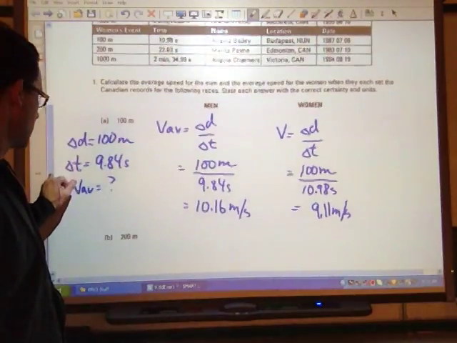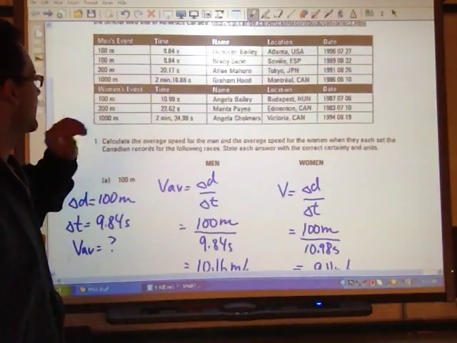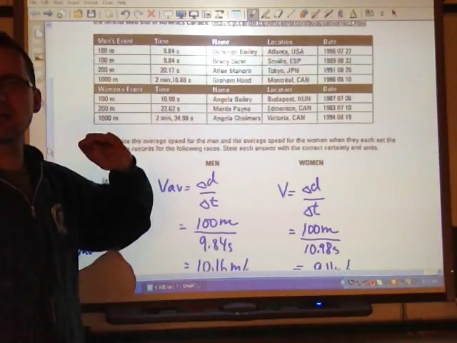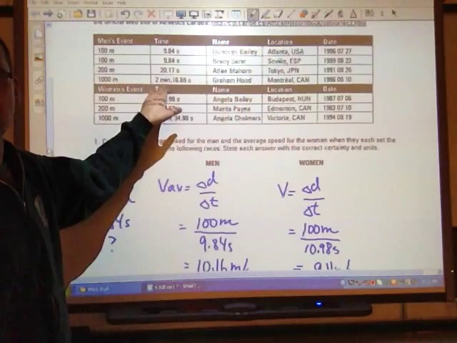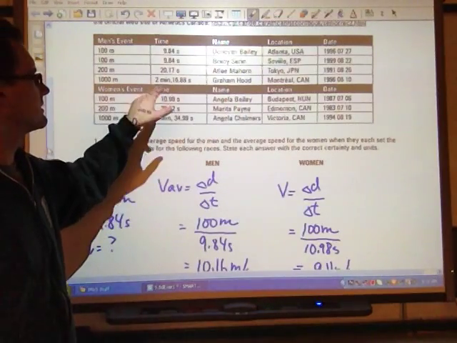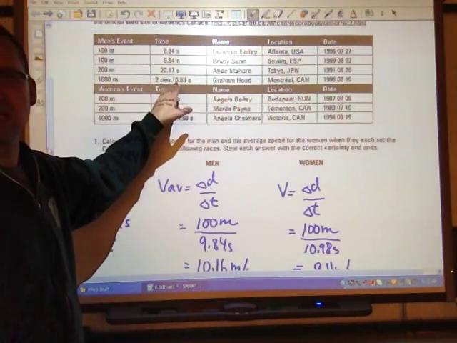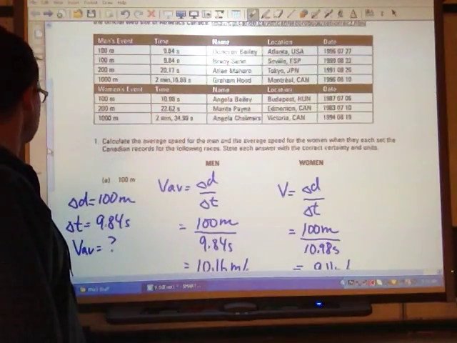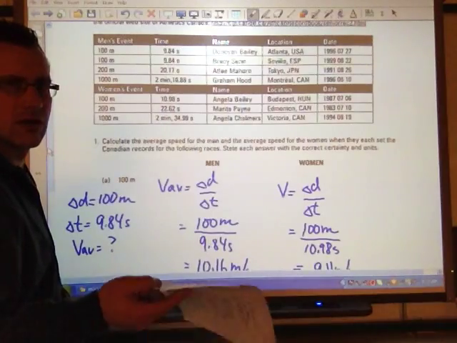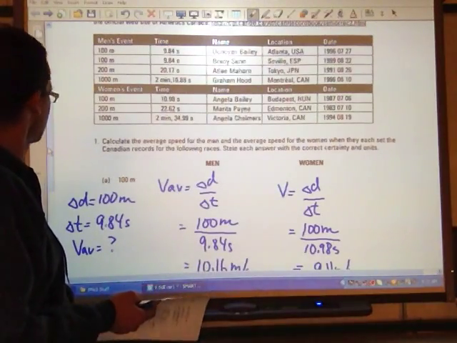So the 200 meters is calculated the same way. When you get to the 1,000 meters, of course, it's a longer distance, and the time is given in minutes and then so many seconds. You have to convert all of that into seconds to make it work. So 2 minutes, 16.88 seconds. I'll start you off and set you up with that first to show you how you do it.